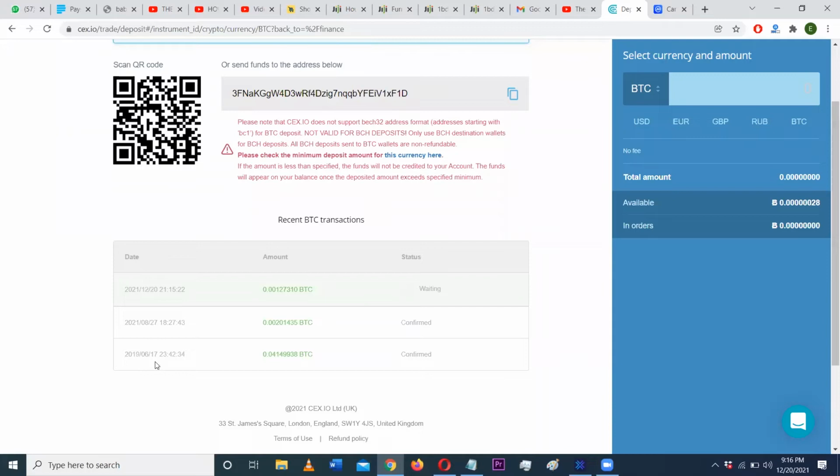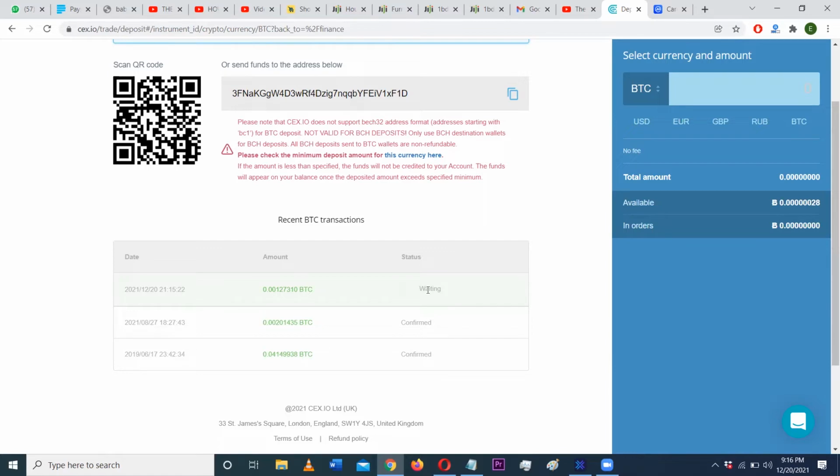So you see here that on the 17th of, is this June? I think that's June 2019, I did this transaction. I deposited this Bitcoin. On the 27th of August 2021, I deposited this Bitcoin. This is the Bitcoin I'm trying to deposit. If you paid attention to Exodus, you realize the amount that I sent is exactly this. So it has now registered on CEX because I sent it to this address, and this is today's date and status. So the previous ones were confirmed.